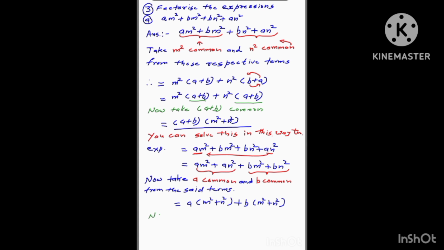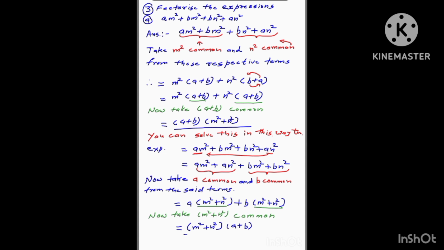And now look at the interesting point. You can again take m square plus n square common from these two terms, this and this one. After taking this term common, just see what you are left with: m square plus n square into bracket a plus b.